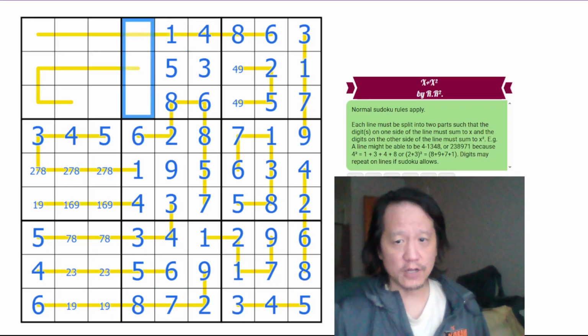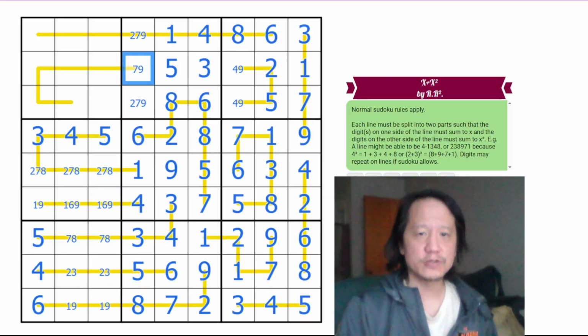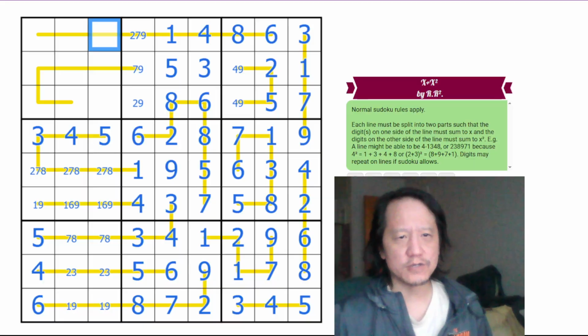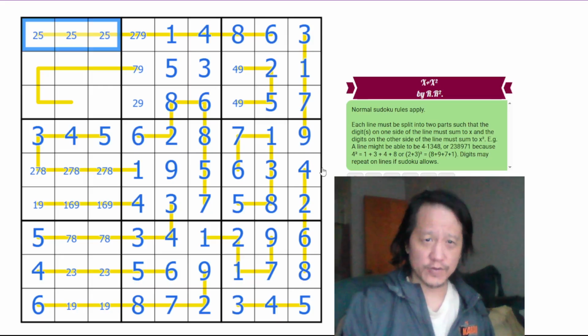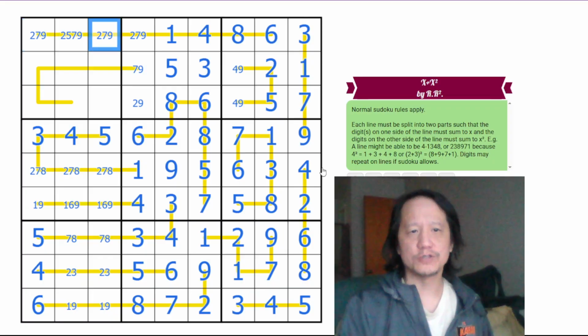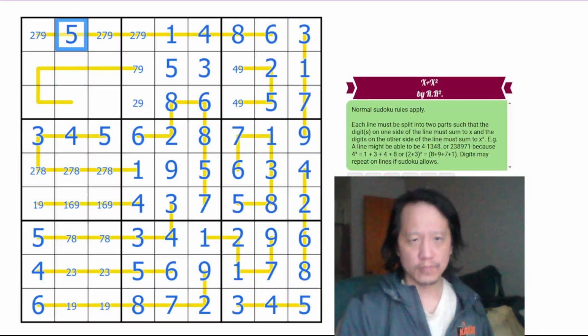Remaining digits in column 4, we have 2, 7, and 9. Okay, this can't be 2, this can't be 7. And remaining digits in row 1 are 2, 5, 7, 9. But 5 can't be here and 5 can't be here, whereas the 5 in row 1, it has to be here.